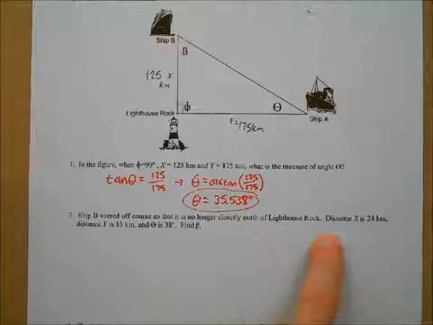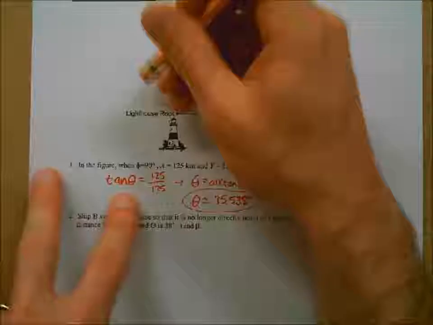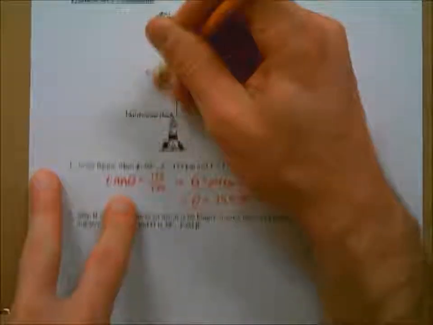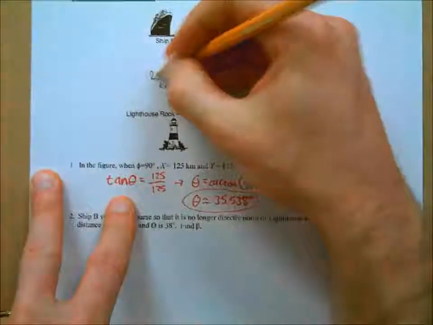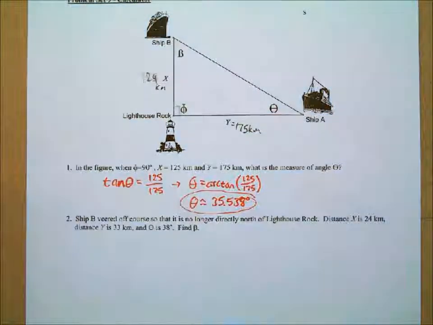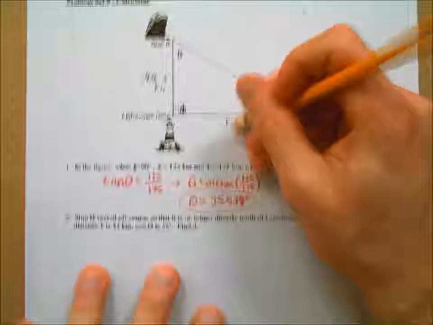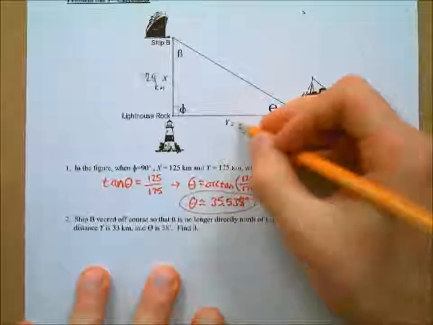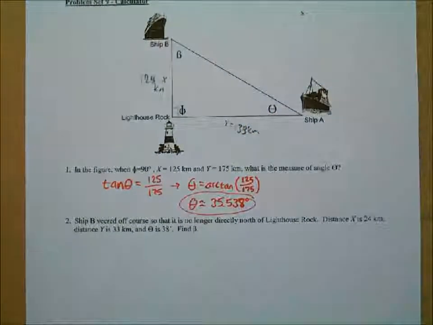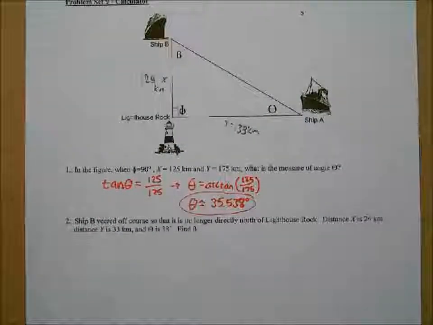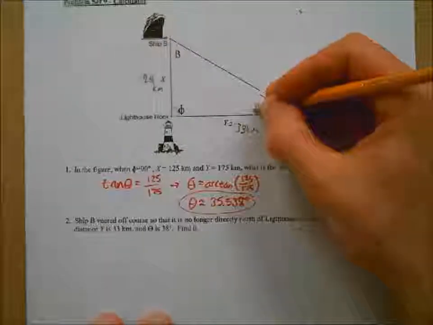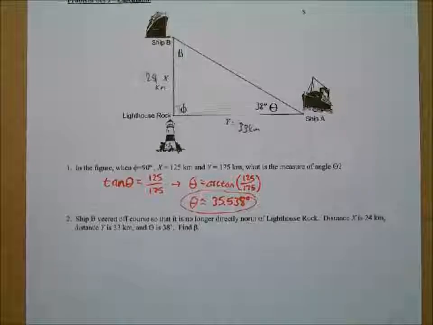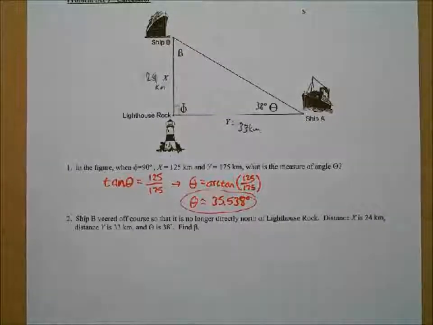Okay. So ship B veered off course so that it's no longer directly north of Lighthouse Rock. Distance x is now 24 kilometers. Okay, so we'll change that. And then distance y is 33 kilometers. Okay, so we'll change that as well. And theta then, now we're told, is just exactly 38 degrees. And we want to find beta.